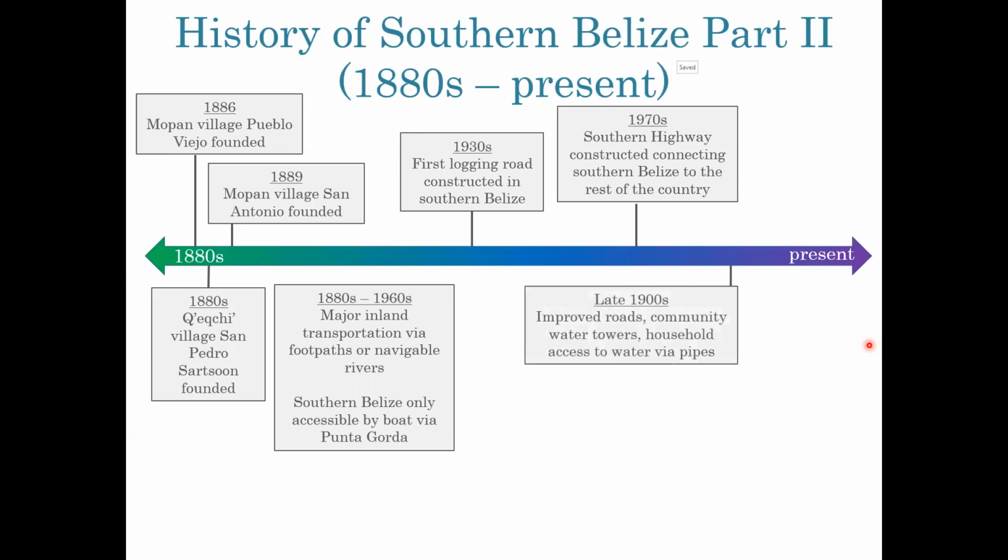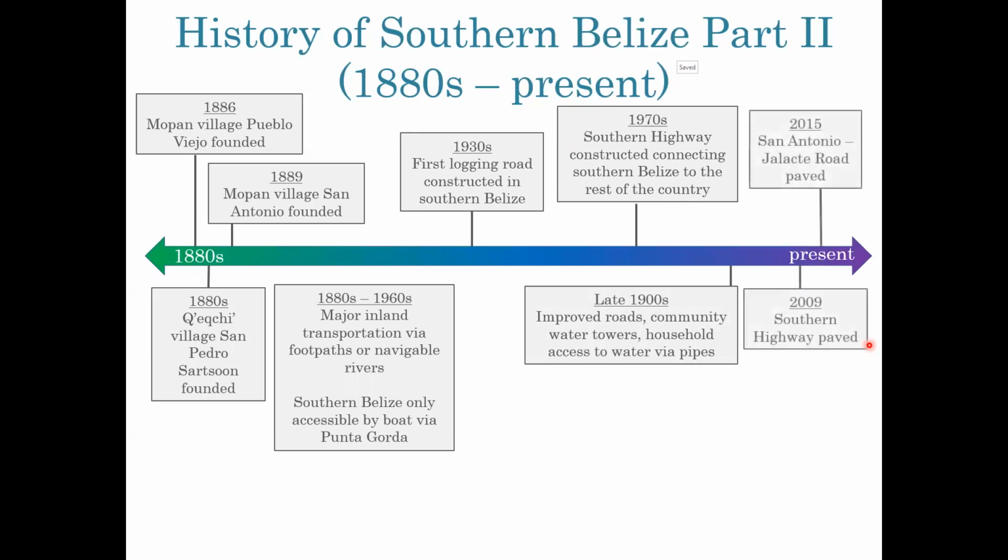Throughout the late 90s, we see the continued improvement of things like roads, water towers were established, and households had access to water via pipes instead of being solely reliant on freshwater springs and rivers. And we see the pavement of important roads, including the Southern Highway going from Stann Creek District south. And we see the pavement of the San Antonio to Jalacte Road going from about the Dump area of the Southern Highway inland to the border with Guatemala. So we see major changes happen specifically after the 1970s, which increased the integration of the Toledo district into the rest of the Belizean economy.